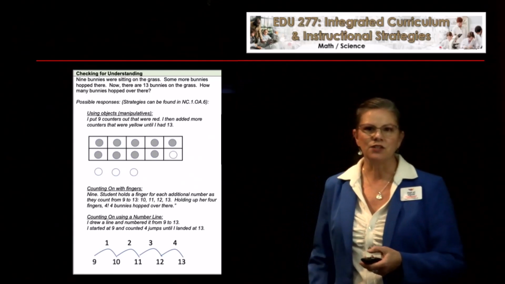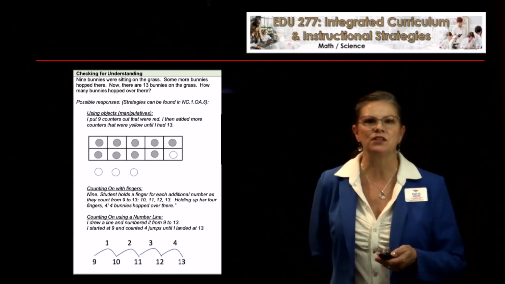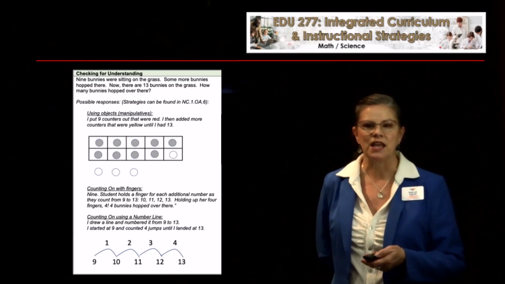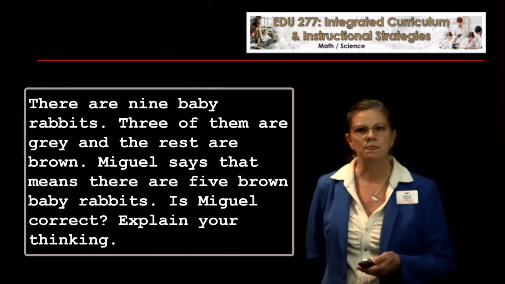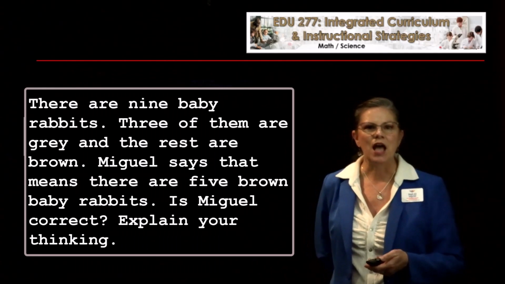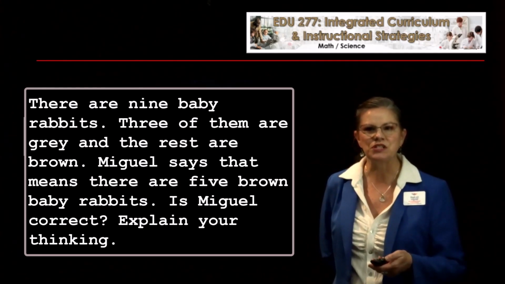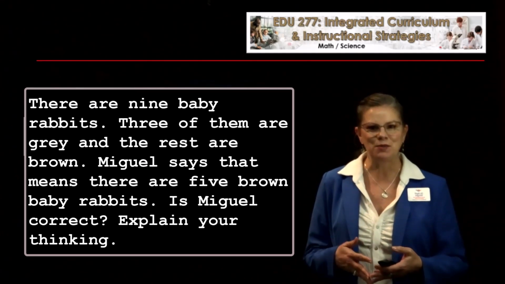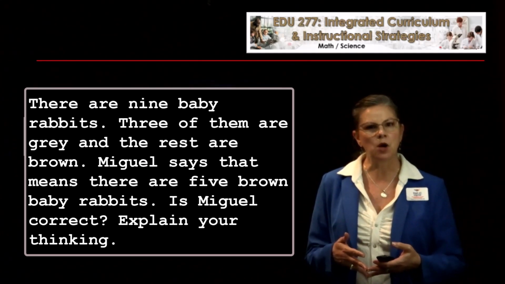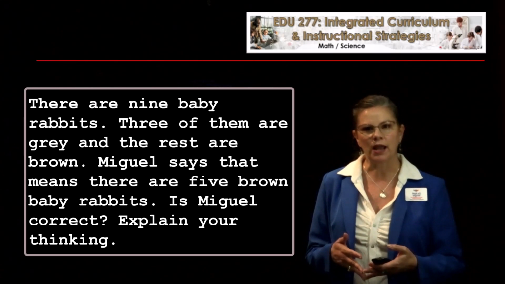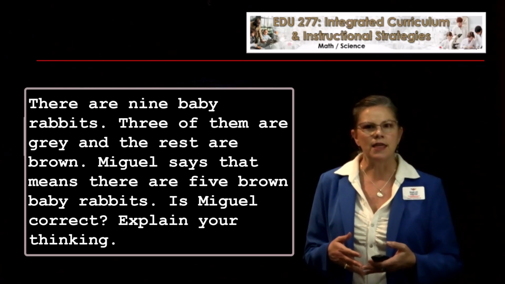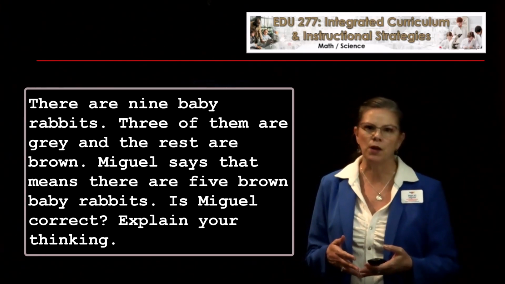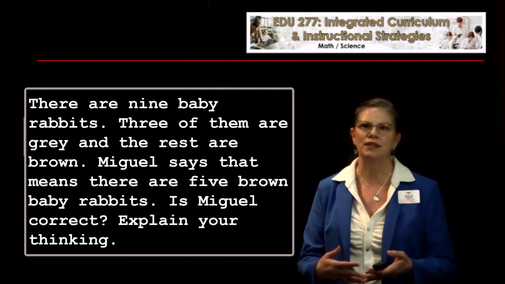So as you plan instruction, you will need to thoroughly understand standards and be able to anticipate how students will approach the learning. For example, how many different ways will students approach this situation? There are 9 baby rabbits. 3 of them are gray and the rest are brown. Miguel says that means there are 5 brown baby rabbits. Is Miguel correct? Explain your thinking.